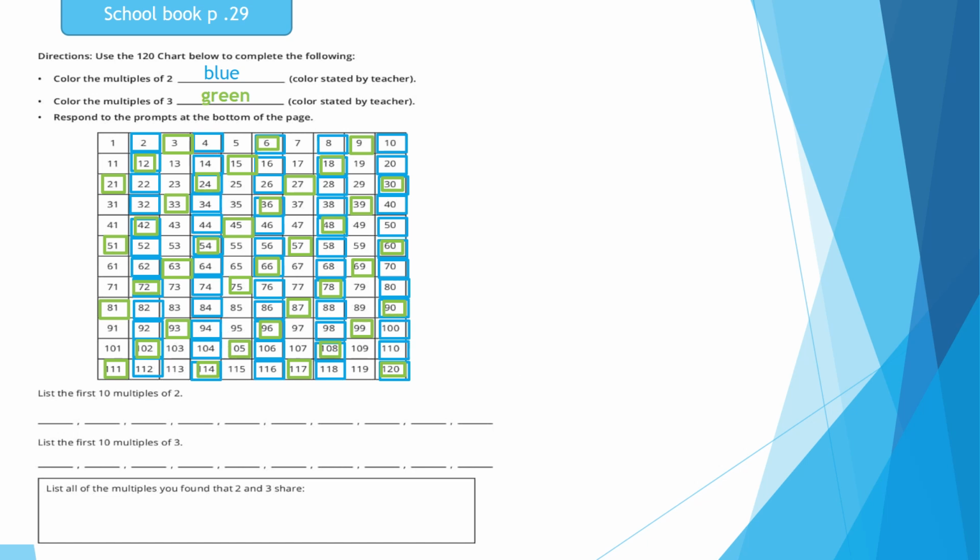Let's take another number. If we take 111, is this number a multiple of 3? We will add its digits. 1 plus 1 plus 1 equals what? 3. Is 3 a product in table 3? Yes. So 111 is a multiple of 3.